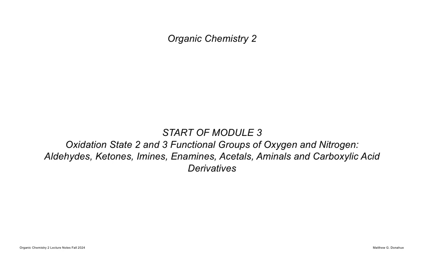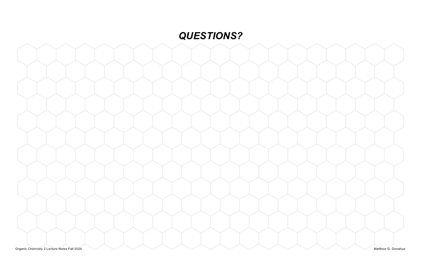Today we'll look at acetals. Imines, enamines, and aminals will be next week. And then we'll get into carboxylic acid derivatives. As we go up in oxidation state, that's when we have a lot more versatility with the reactions we can run and the things we can make using these synthetic sequences. Any questions before we begin?